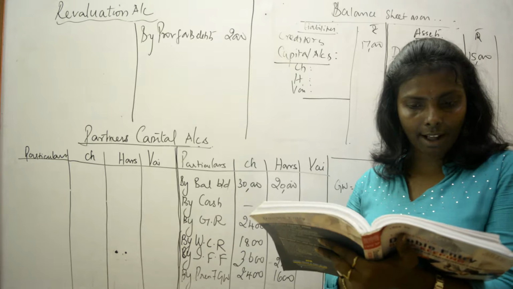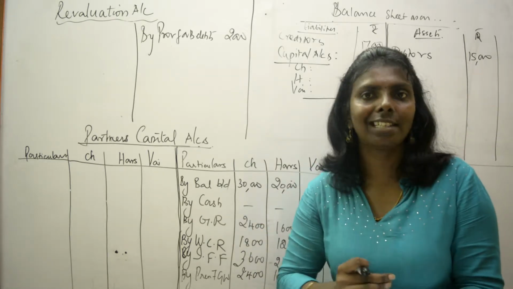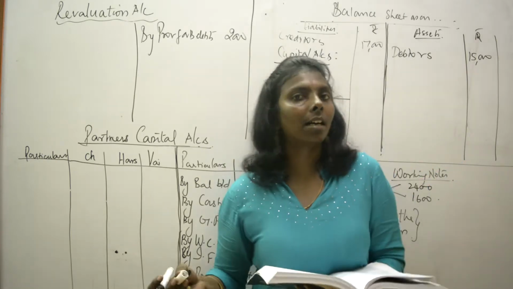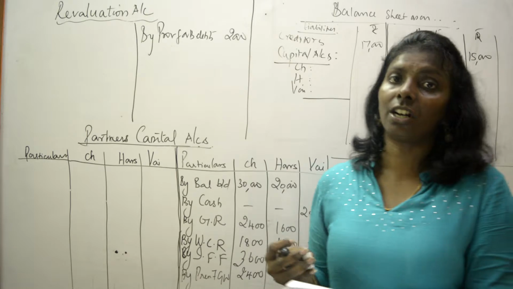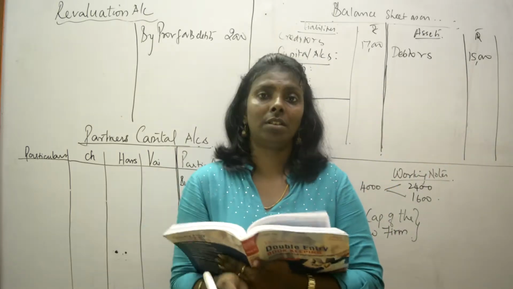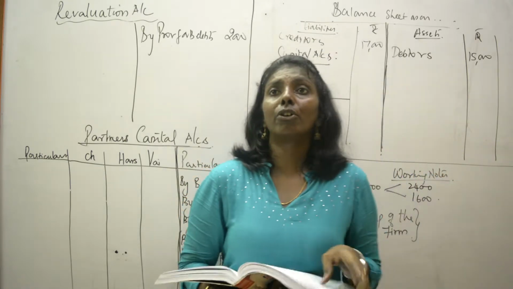The next thing I have, the last point, is a very, very important point. This point tells you this is an adjusted capital method. I'll read that for you. Capital accounts of Charu and Harsha are to be adjusted on the basis of Vaishali's capital by opening current account. What do they mean by this?